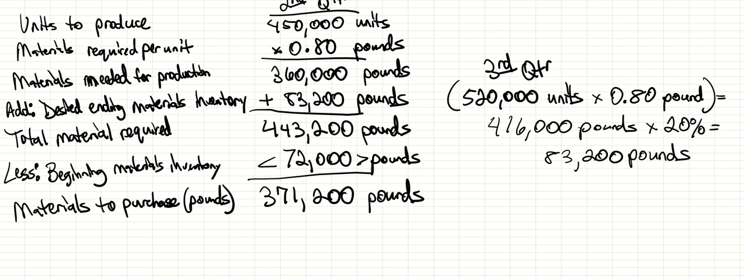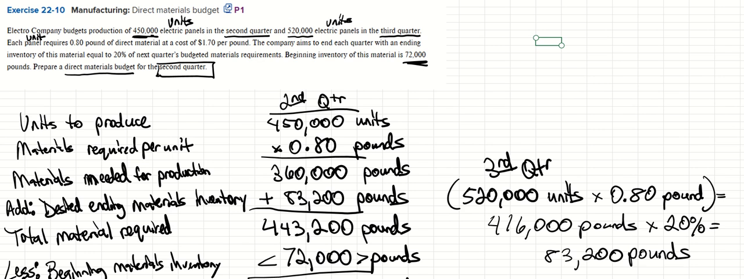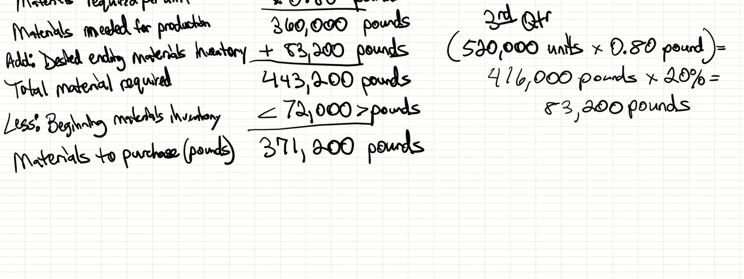Now the next thing to do is to include the materials cost per pound. They gave it to us. The material cost per pound is going to be $1.70. So we're just going to include that in there. Materials cost per pound.